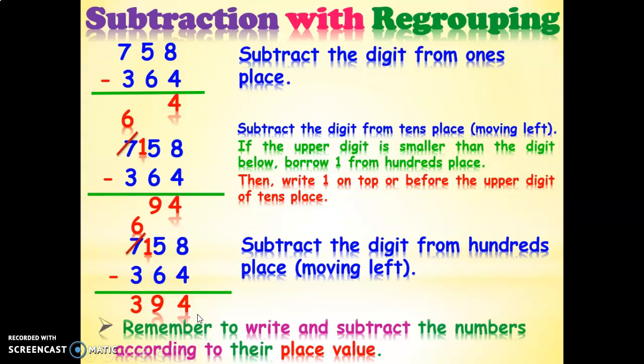Now the final answer for this example is 394. Again, just like for subtraction without regrouping, you have to remember to write and subtract the numbers according to their place value.